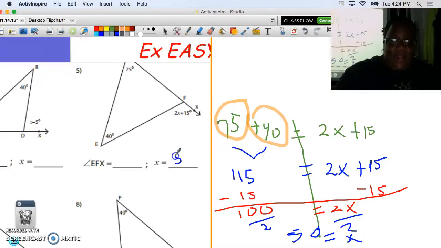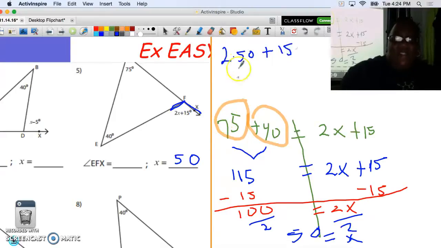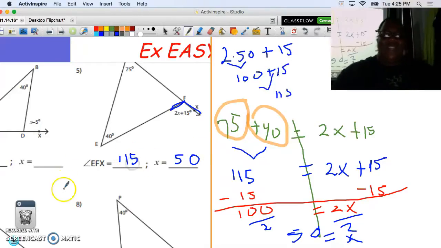So I know that can go here. All right. Now, to figure out this angle, I need to do this equation. So I have 2 times 50 plus 15. Okay, because 2 times 50 is 100 plus 15. Alice is correct. 115. Boom. So this angle is 115. That was easy enough. All right, we'll move on to something else.